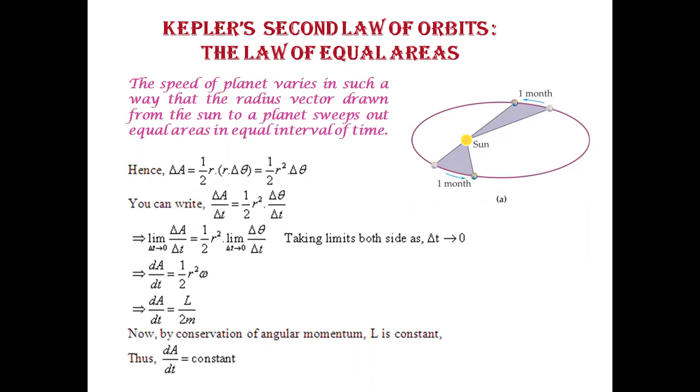The second law, Kepler's second law, actually it is the law of equal areas. It states that the speed of a planet varies in such a way that the radius vector drawn from the Sun to a planet sweeps out equal areas in equal intervals of time.